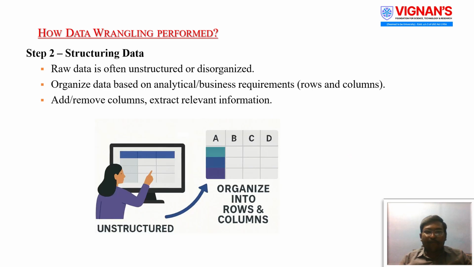After discovering the data, we have to make it structured. Raw data is often unstructured and disorganized. We have to make an organized database. Based on business requirements, we have a database with columns and rows. Add or remove columns and extract relevant information only. Just see this image, how data is structured from unstructured by using rows and columns. We give indexes also for the database.